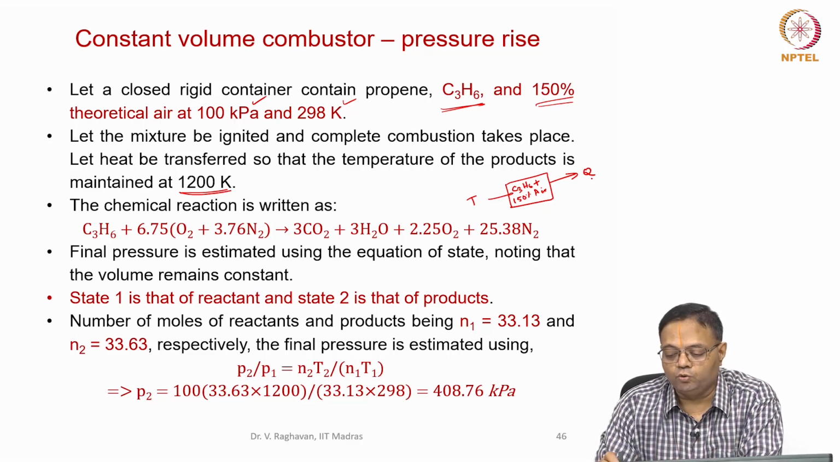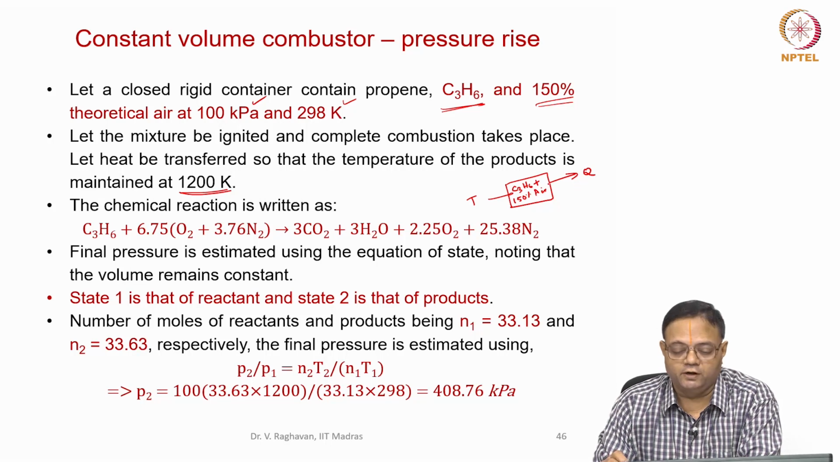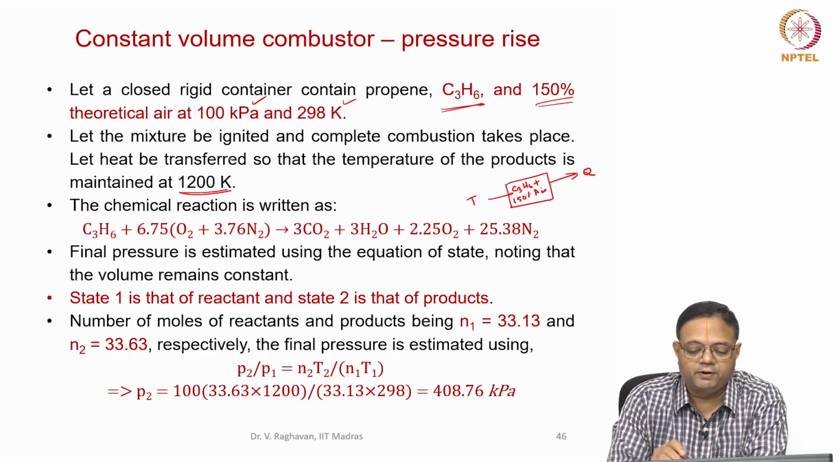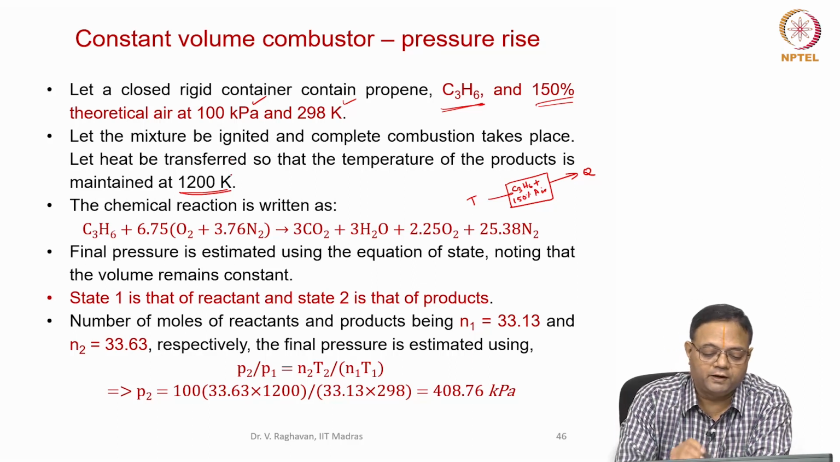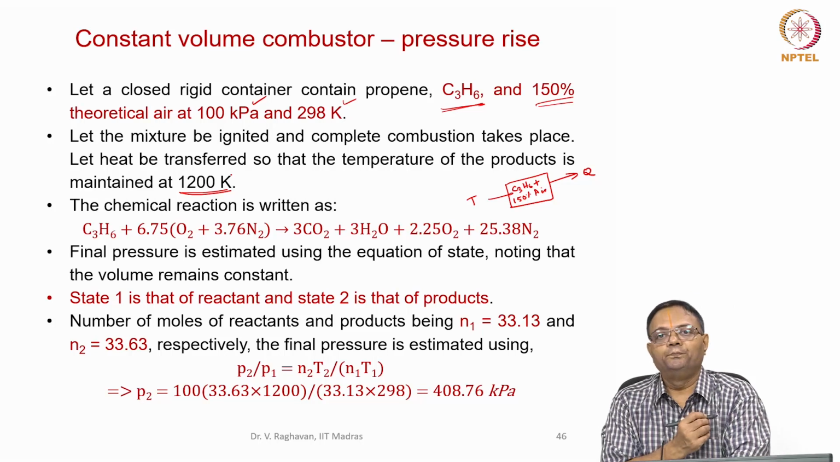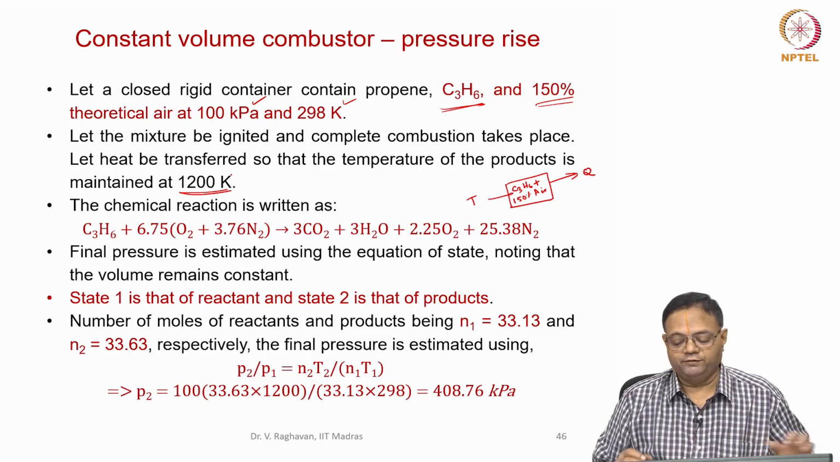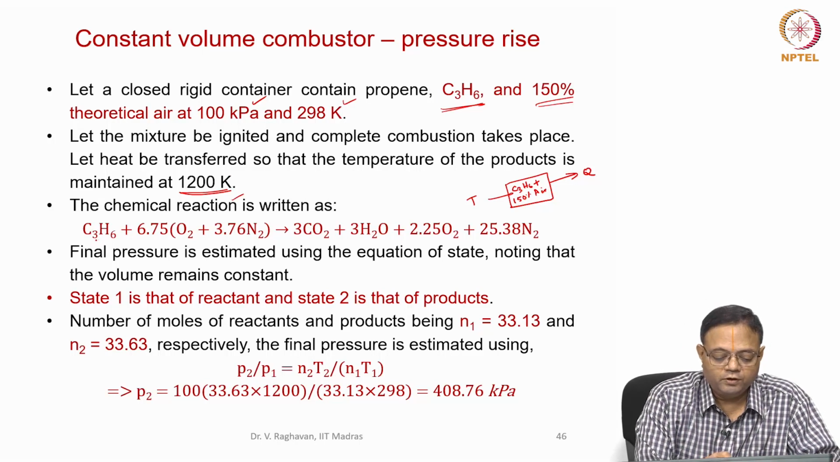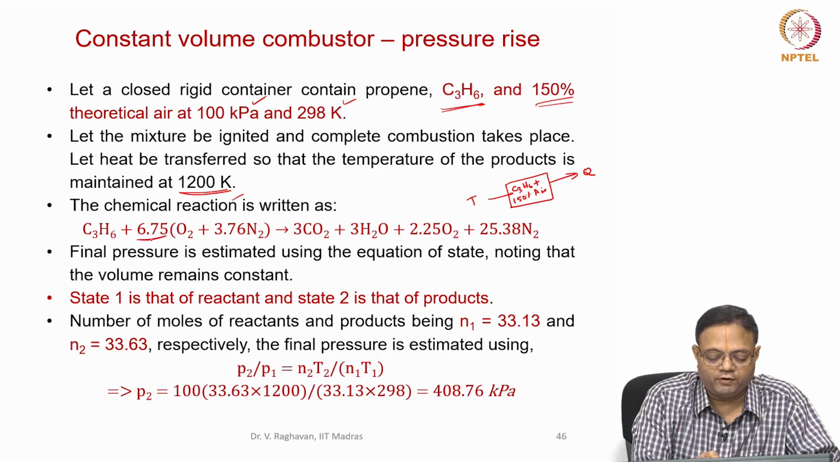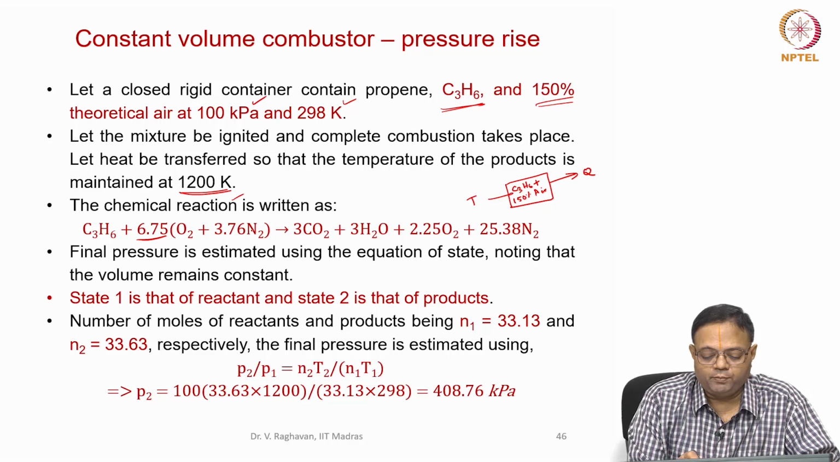Okay, so if I don't do the heat transfer, then what happens? The temperature may rise beyond 1200 Kelvin. So what I do is let the mixture be ignited, complete combustion takes place, and let the heat be transferred so that the temperature of the products is maintained at 1200. Now how to analyze this? Let us take the chemical reaction. C3H6 plus 6.75 O2 plus 3.76 N2.